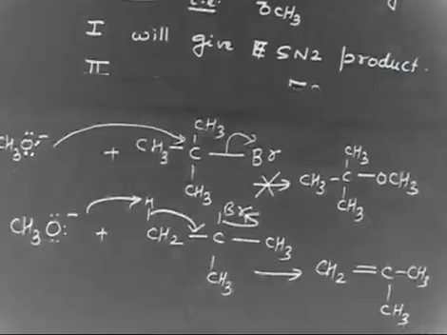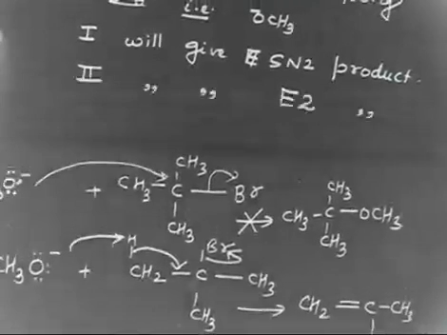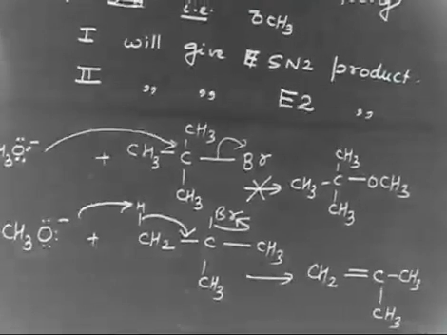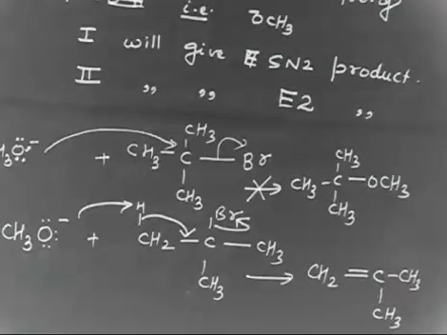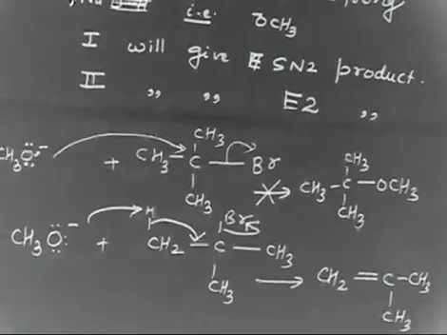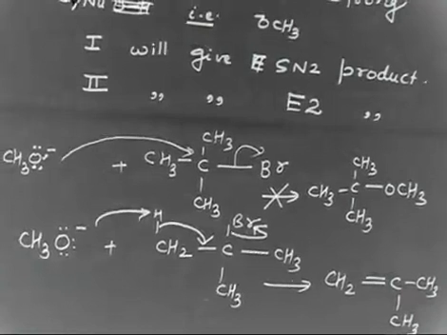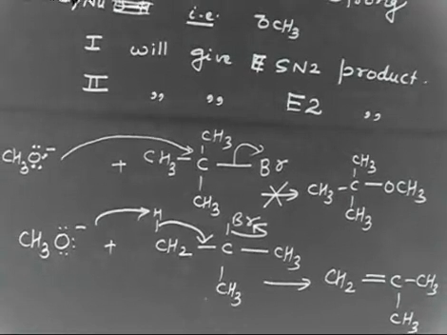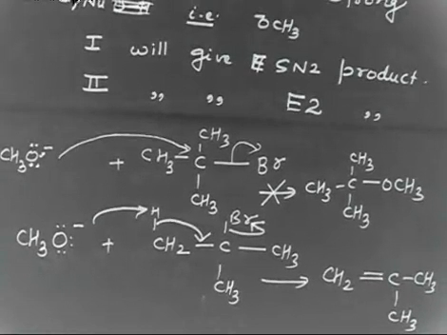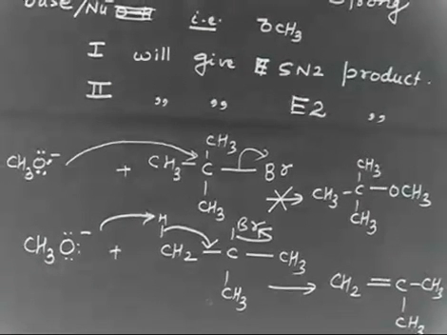Are you getting? So you just copy this one, and then we'll discuss the next part. Let us copy fast. If you want a substitution product, you don't have to have branching. If you want an elimination product, of course, then you can do branching. Elimination is always favored by branching. Let us copy this one.